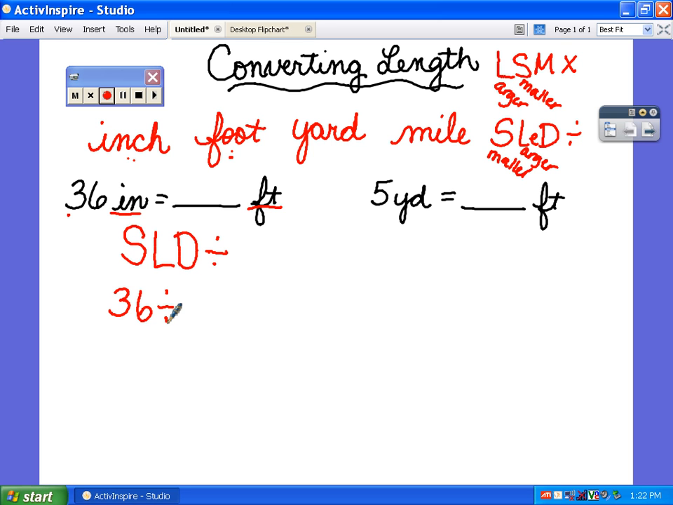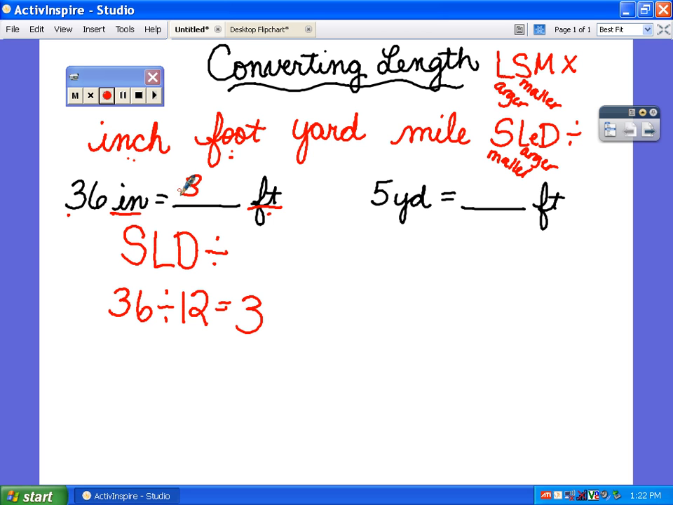Now we need to know what to divide by. So we start singing our song, and we stop as soon as we hear inch and feet. All right, so go. 12 inches in a foot, stop. So we know that we're going to say 36 divided by 12, and we get what? 3. So 3 is our answer.